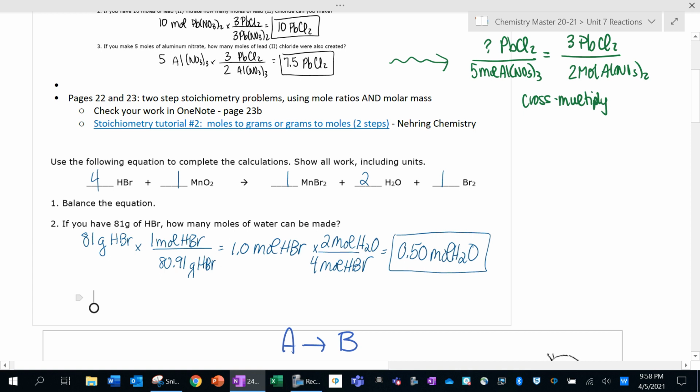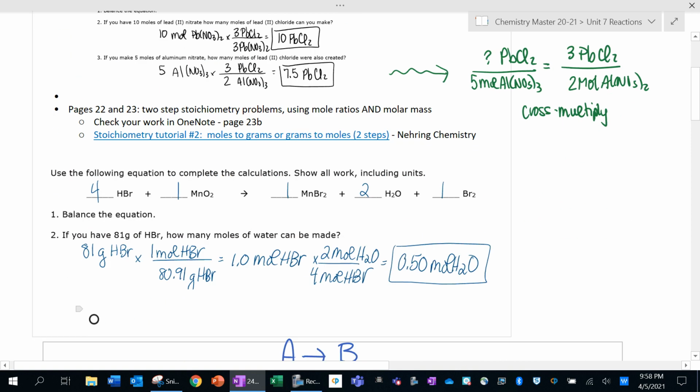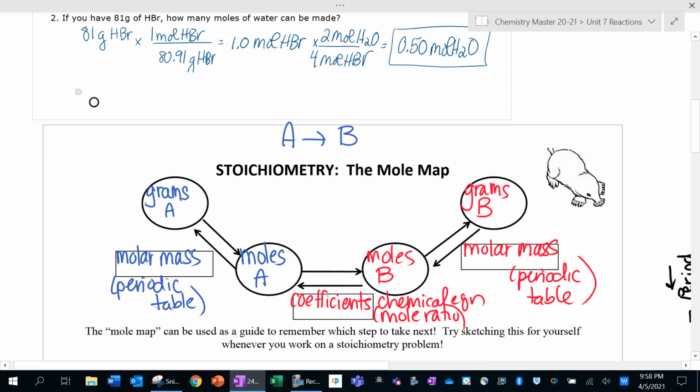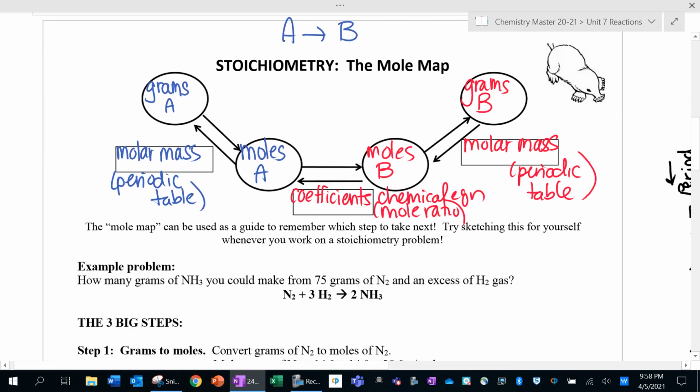All right, so we've looked at one-step and two-step calculations. So you might guess what we're going to do today is look at three-step calculations. If you scroll down here, we've got a visual of what we call the mole map. The mole map is something that's commonly used to help us problem solve and figure out what the first, second, and third step should be in our calculation. It's a little visual here that you might find handy.